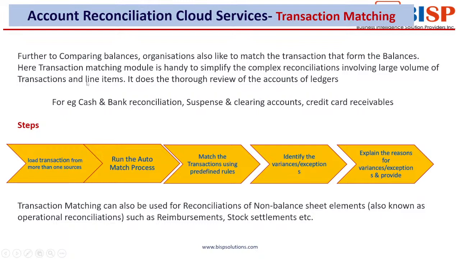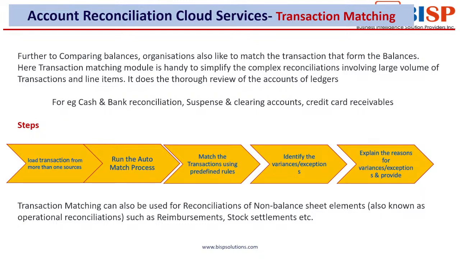line items. Similarly, to arrive at a balance, we may have a very large number of transactions and line items. The reconciliation of these line items is done in transaction matching. It does a thorough review of the accounts of the ledger. So naturally, when it does the analysis of each and every transaction and line item, a thorough review is done of particular ledgers or sub ledgers.